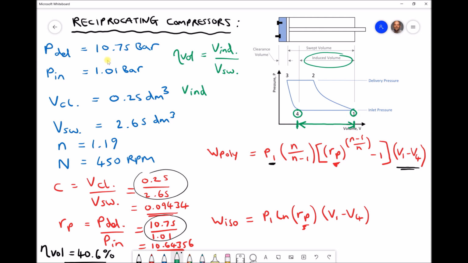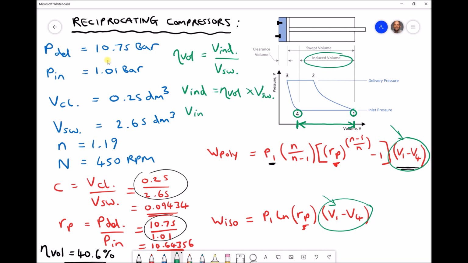The reason we want to know the induced volume is because V1 minus V4 at the end of our polytropic work calculation and V1 minus V4 at the end of our isothermal work calculation is simply the induced volume. So if we determine our induced volume and convert it to meters cubed, then we can input that value in place of V1 minus V4 here and here. Our induced volume then is our volumetric efficiency as a decimal times our swept volume. All I've done there is multiply each side of our equation by the swept volume.